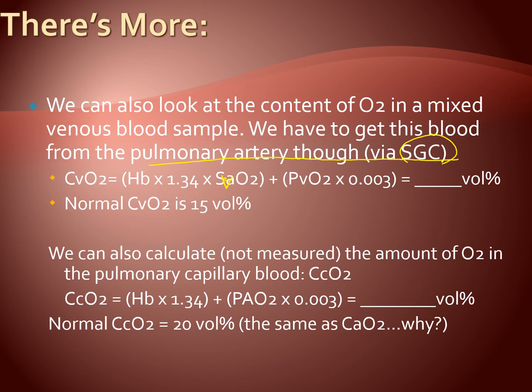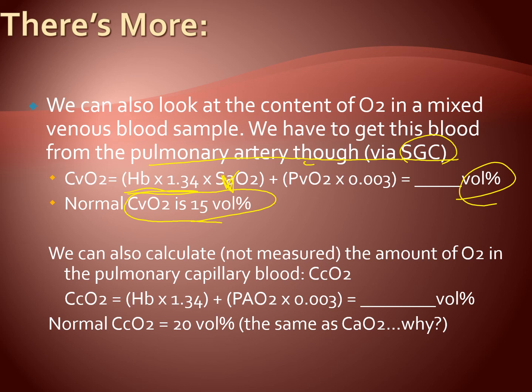So with this one, it's the same equation, but we're just going to use venous values. So hemoglobin times 1.34 is the same, but this should say SvO2, right? So if you have your notes in front of you, put SvO2 there, your venous saturation of oxygen. Remember, this is what's on your hemoglobin, and then you're going to add to what's in their plasma, which is the pressure of venous oxygen times 0.003. This will still be in volumes percent, and a normal CvO2, content of venous oxygen, is 15 volumes percent.